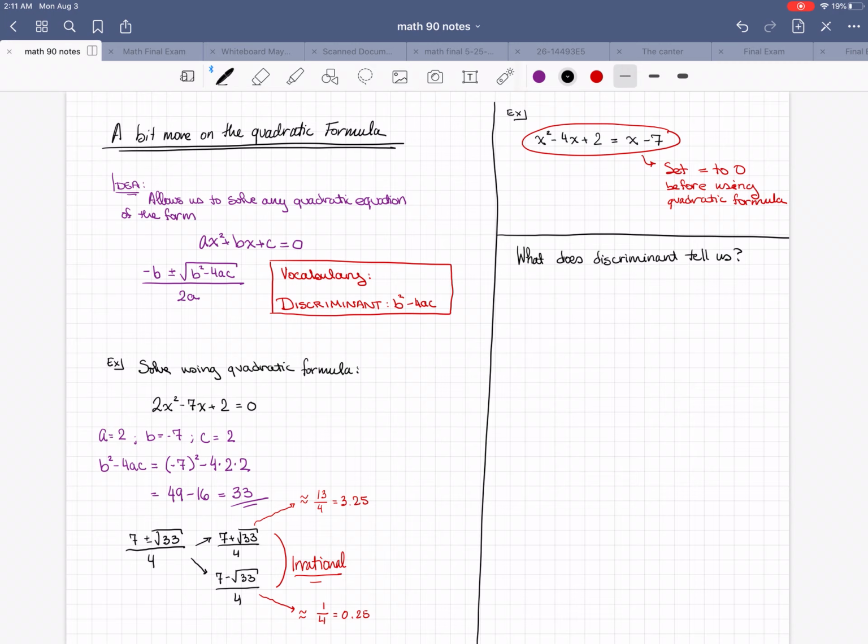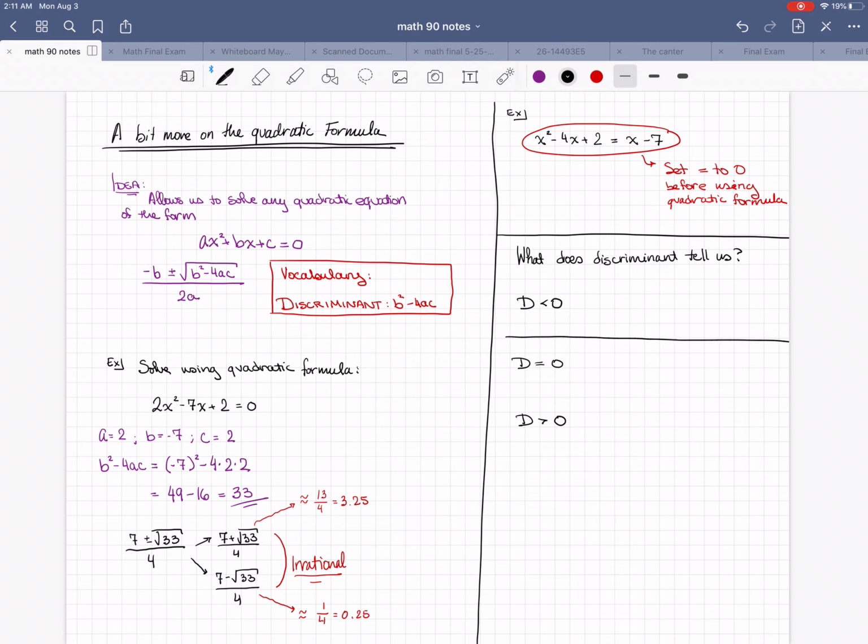So it could be negative. It could be equal to 0. It could be positive. But in positive, and I'm actually going to get to in a minute, there are two ways this could go. So we're actually going to expand this a little bit. So if the discriminant is less than 0, let's think about what that would look like.